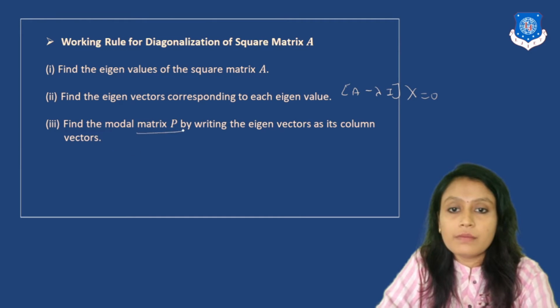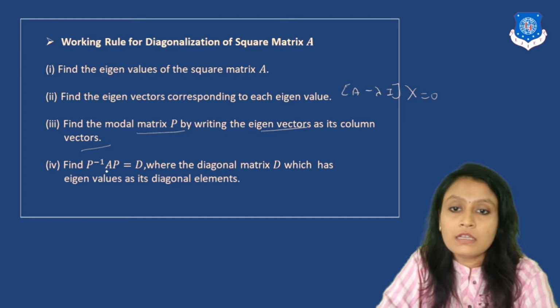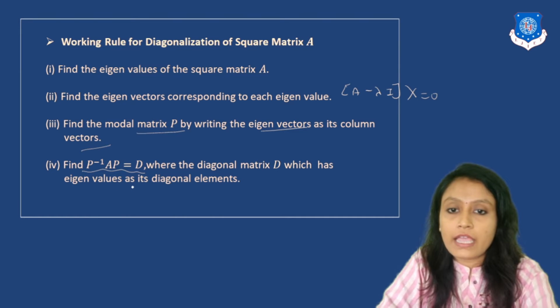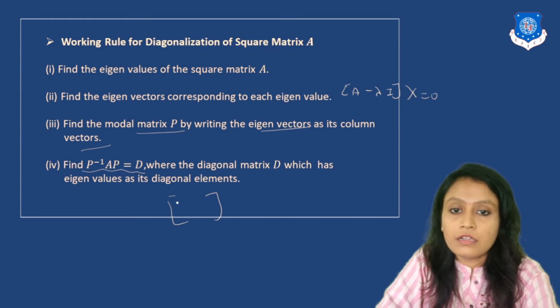Next we will find the modal matrix P by writing the eigenvectors as its column vectors. Then we will find P inverse AP, and this will be equal to D, where D is a diagonal matrix which has the eigenvalues as its diagonal elements. So in this diagonal matrix we have elements present only on the diagonal, and these elements are the eigenvalues of that matrix.